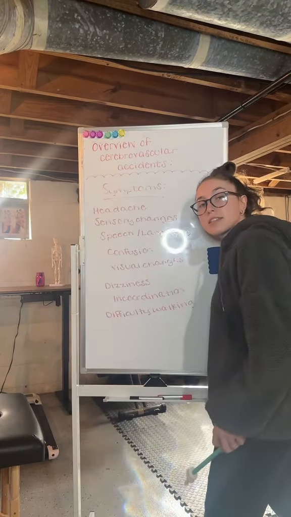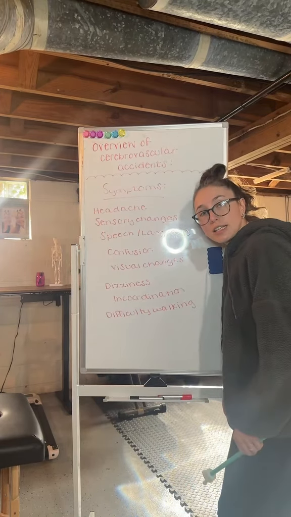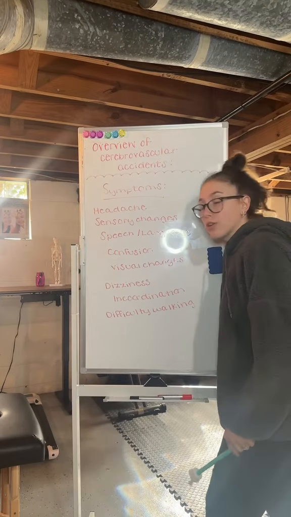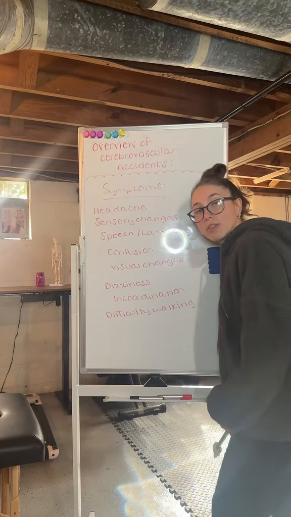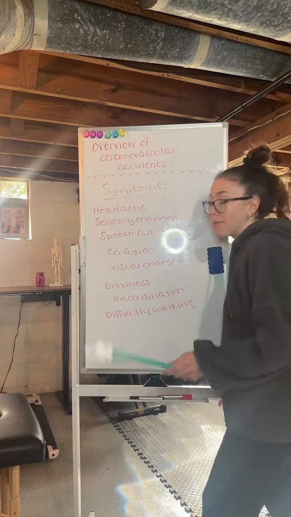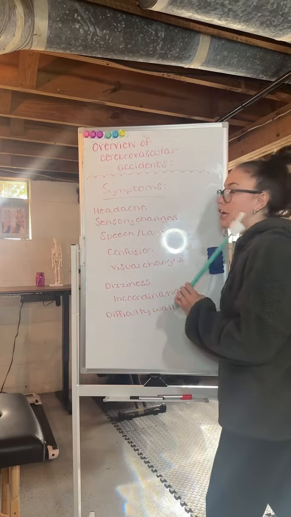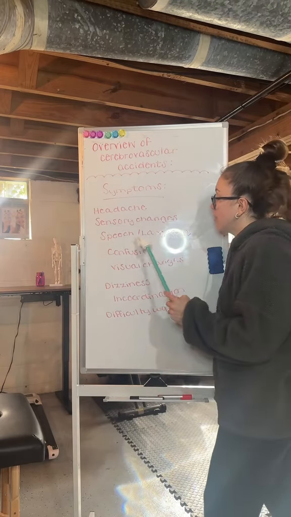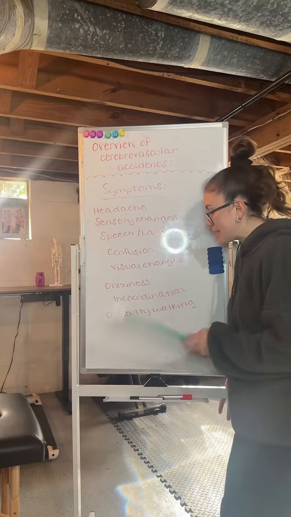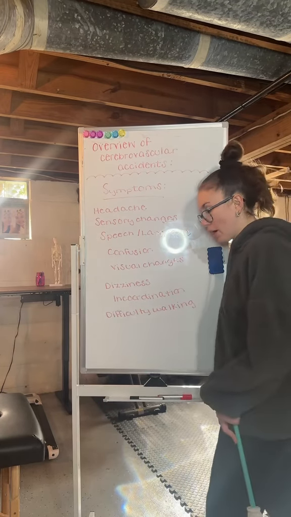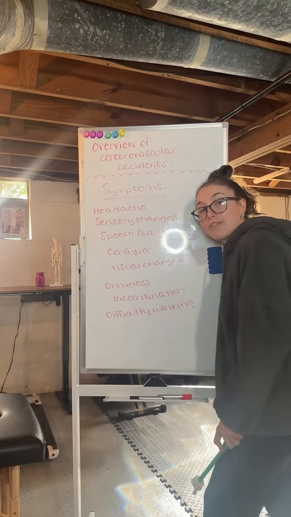Next, we're going to discuss some general symptoms that we might see in a stroke. Please note this is not an exhaustive list, or not all patients with a stroke will exhibit all of these symptoms. Symptoms are really determined by the area of the brain that is affected, but we're going to go over these general symptoms. So we might see headache, sensory changes, especially on one side of the body, speech or language disturbances, confusion, visual changes, dizziness, incoordination, or difficulty walking. Once again, all these are determined by the area of the brain that might be affected.